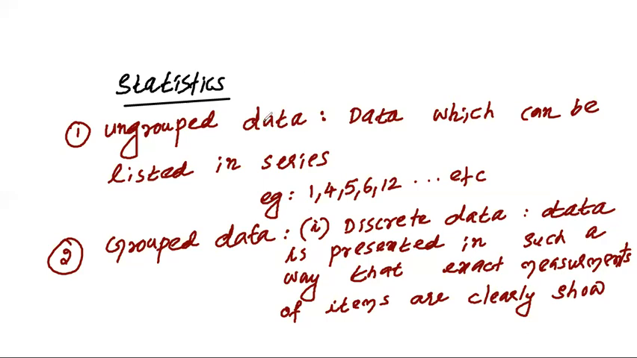10th statistics. So we know that in statistics, normally two types of data is there. First data is ungrouped data. Ungrouped data means data which can be listed in series. This type of data is known as ungrouped data. And grouped data is there. Grouped data is having two types. First is discrete data. Discrete data means data is presented in such a way that exact measures of items are clearly shown. I will show you an example.